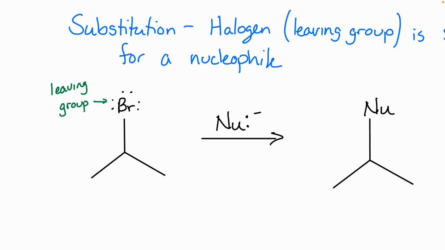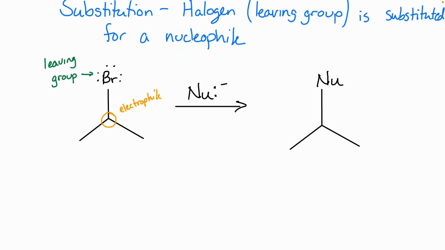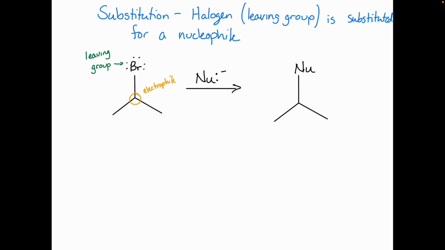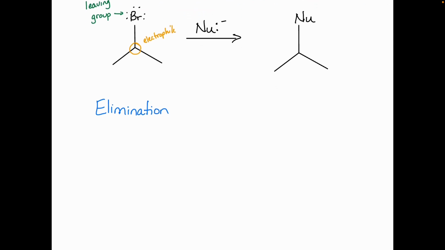What's the electrophile in this reaction? The carbon at the base of the halogen. That's what gets attacked by my nucleophile. So this is my electrophile. Cool, so that's a substitution reaction. And again, these are in competition with elimination reactions. So let's take our same alkyl halide.